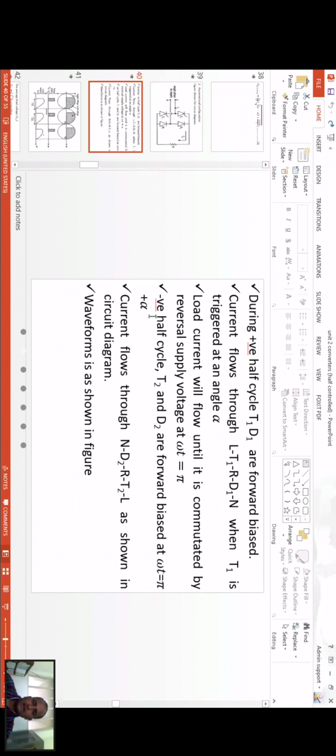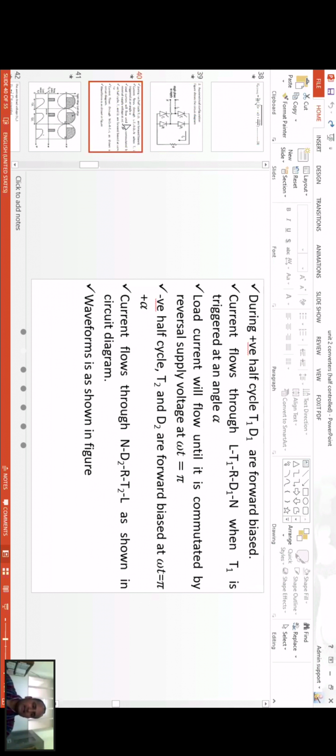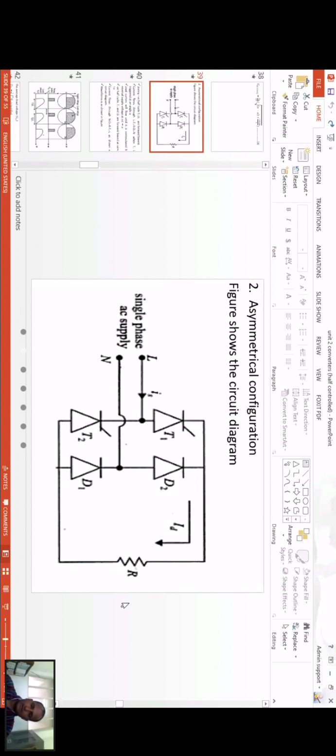In the negative half cycle, T2 and D2 will conduct. T2 and D2 are forward biased when omega t equals pi plus alpha, similar to what we saw in the previous diagram. So the current will flow from N, and then it will flow in this way.